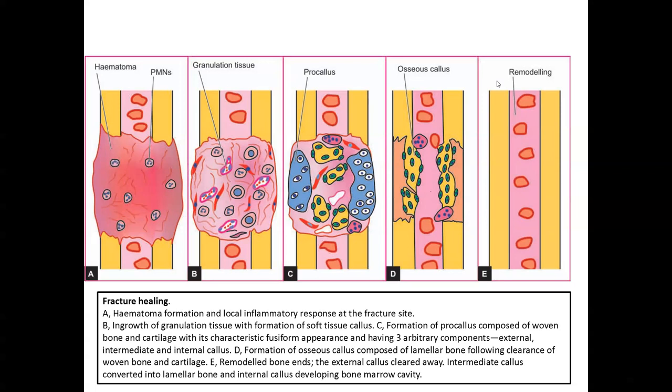And at the end, remodeled bone ends. The external callus cleared away, intermediate callus converted into lamellar bone, and internal callus developing bone marrow cavity.